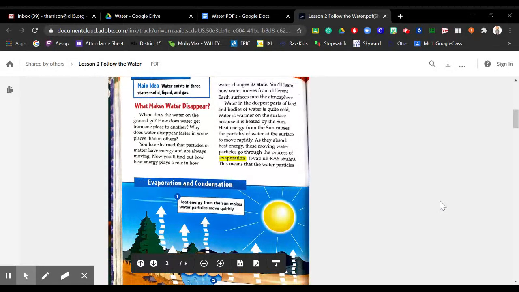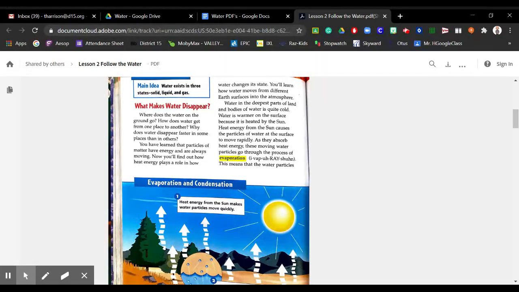Water exists in 3 states: solid, liquid, and gas. That's not like Illinois, Wisconsin, and Indiana. What makes water disappear? Where does the water on the ground go? How does water get from one place to another? Why does water disappear faster in some places than in others?